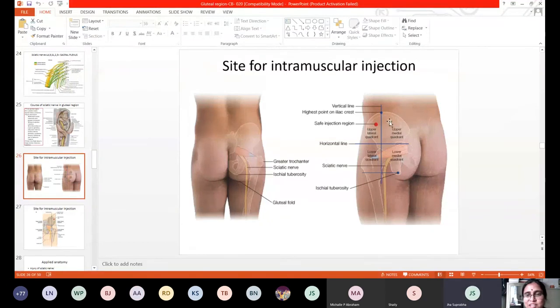Superolateral. In this picture, instead of superolateral, the word is divided into two words. Superior means upper, lateral means lateral quadrant, separate. Yes? Confident?